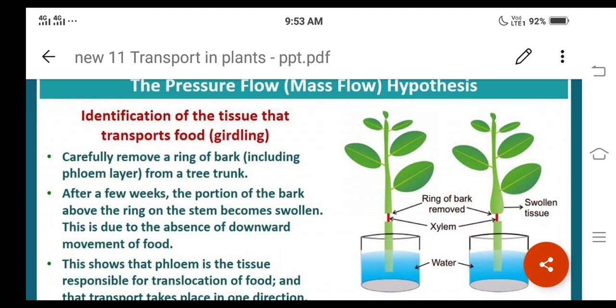And finally, what conclusion can we tell here? The food flows in one direction, that is from upward to downward, right? And we can prove that phloem is responsible for the translocation of food material, right? This experiment is called the girdling experiment. What I told you, girdling means the removal of a ring of bark, including the phloem layer, from a tree trunk.